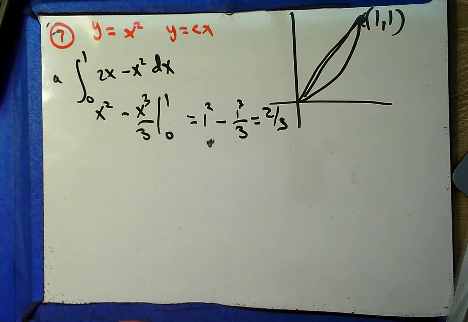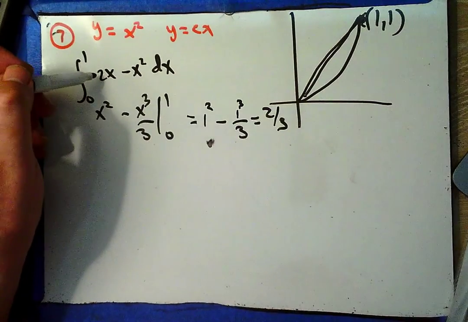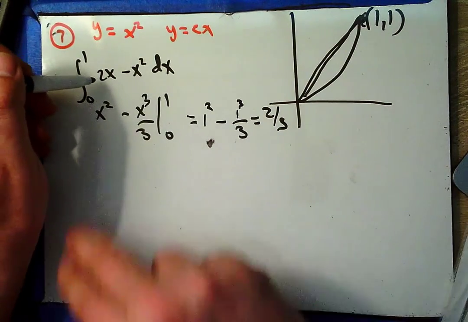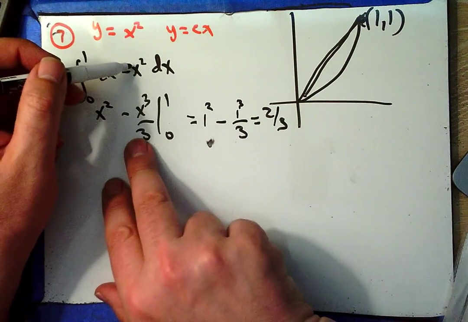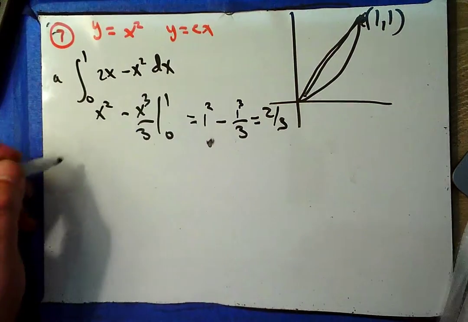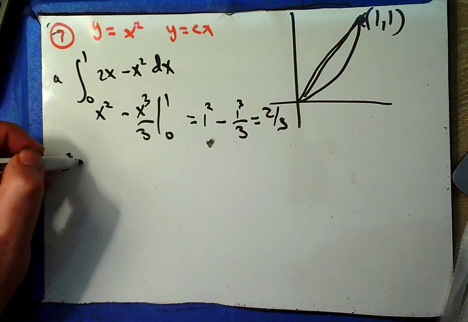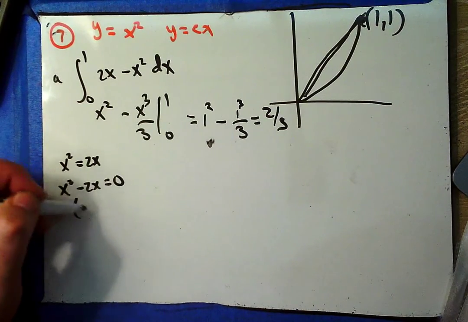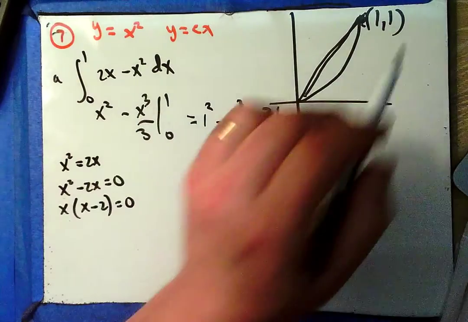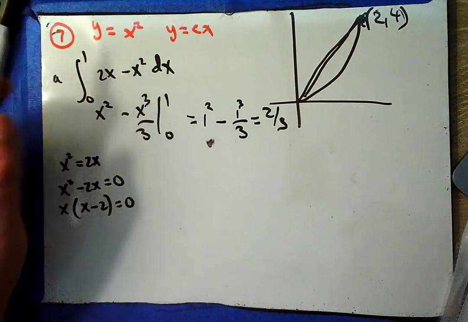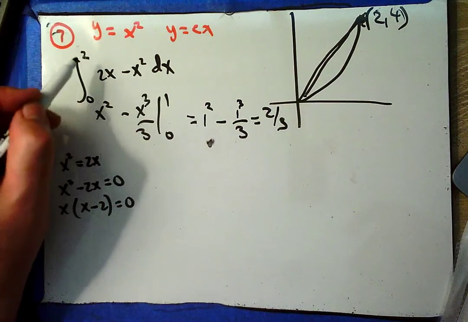So this said region in first quadrant, x squared and 2x. Okay, x squared is the bottom function, 2x is the top function. The antiderivative of 2x is x squared. The antiderivative of x squared is x to the third over 3. And where do they intersect? Let's check that. So x squared equals 2x. x squared minus 2x equals 0. x times x minus 2. This isn't 1, 1. It's 2, 4. So I'm integrating to 2.